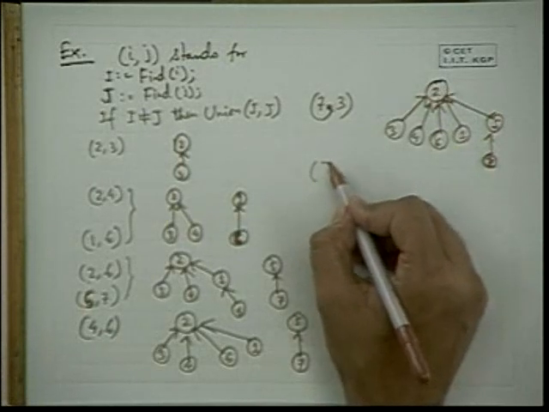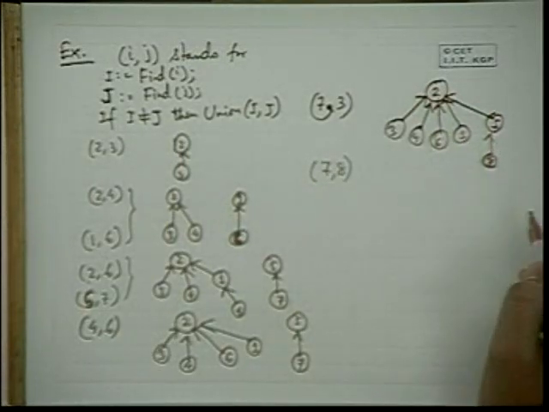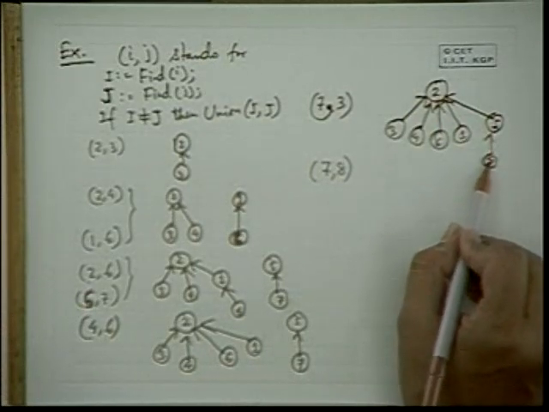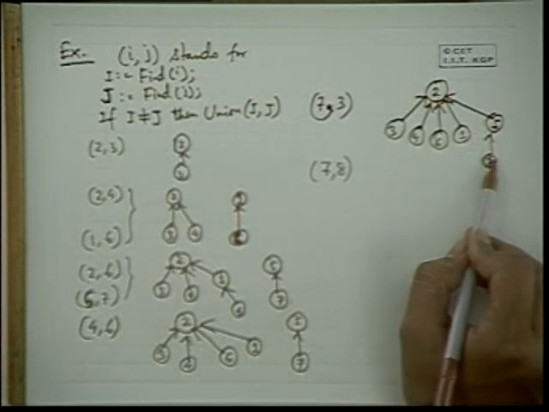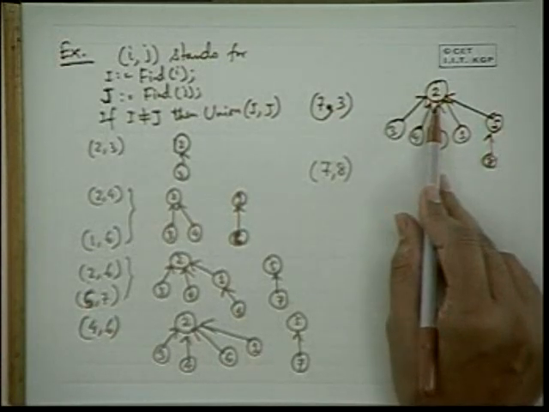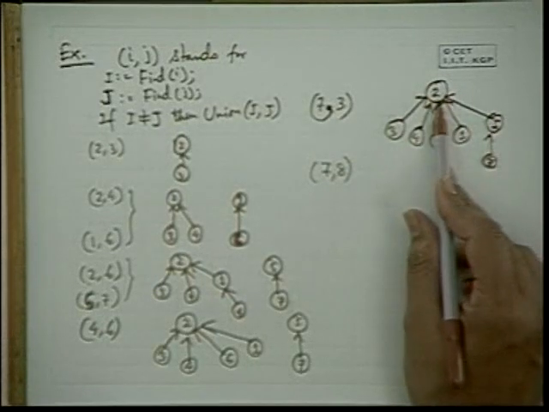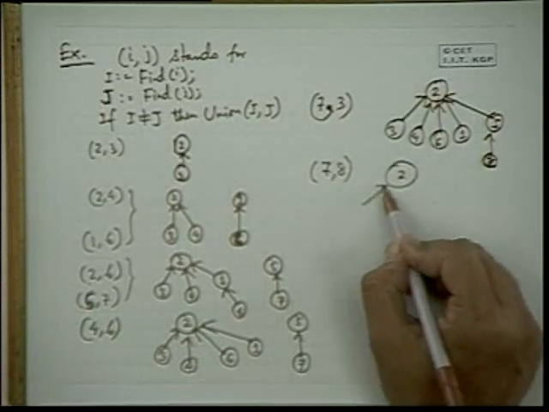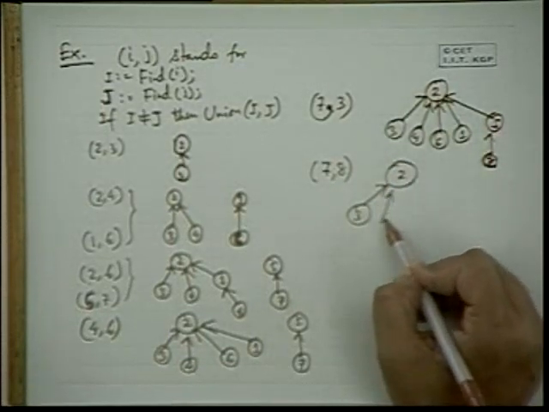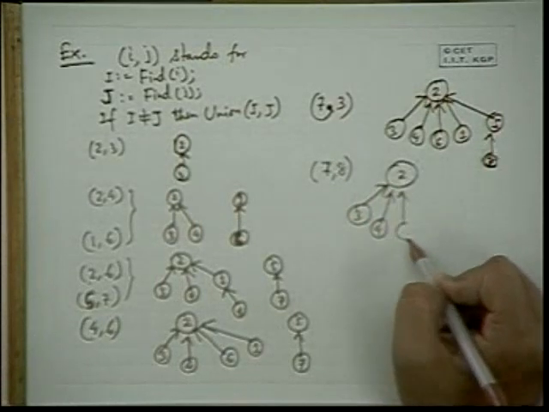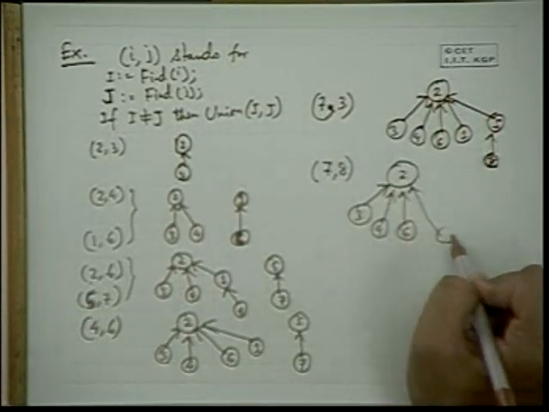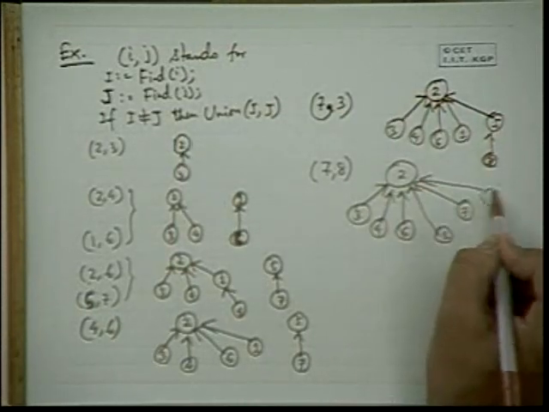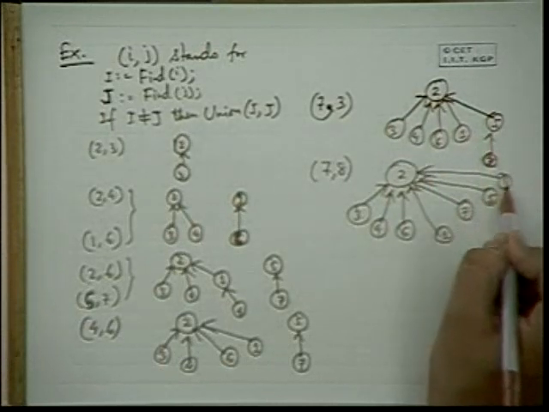Now suppose comes 7, 8. What will it do? It will go up the tree 7, 5, 2, and it will make 7 a child of 2, and 8 will come and also be made a child of 2. So now the tree will have everything pointed to 2: 3, 4, 6, 1, 7, 5 and probably 8.